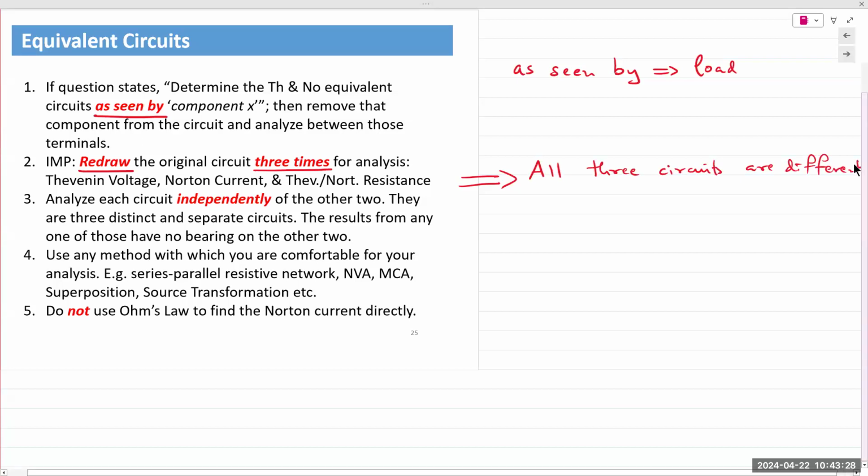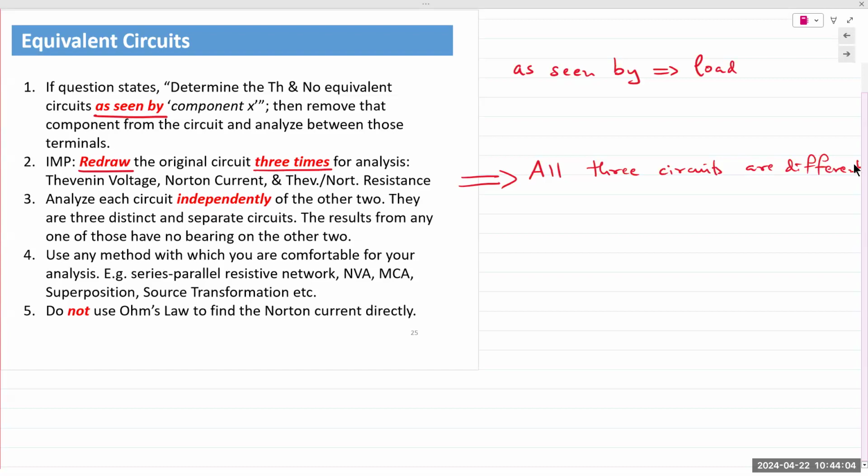The circuit to determine Thevenin voltage is different from the circuit you would use to determine Norton current. And again, it will also be different from the circuit used to determine Thevenin resistance. Okay, all 3 circuits are independent of each other. They're all different circuits, so you have to perform 3 independent analyses. The results you obtain in one analysis have no bearing on the second one or the third one. All 3 of them are independent.